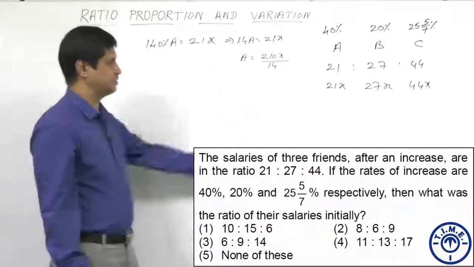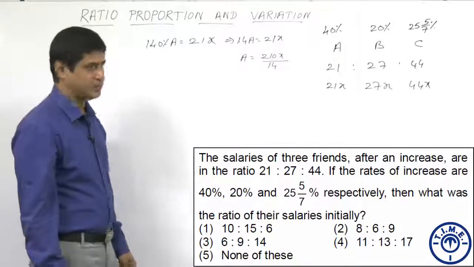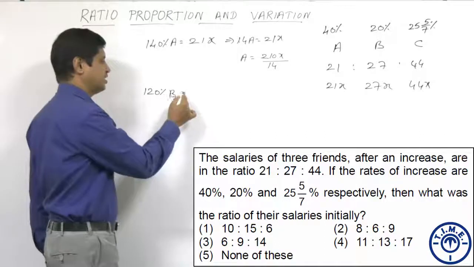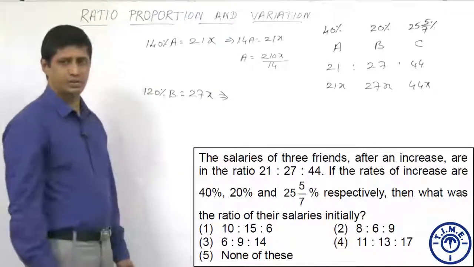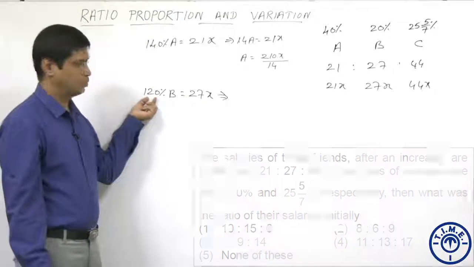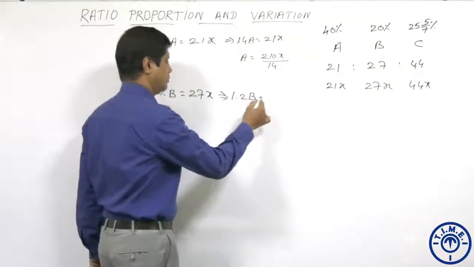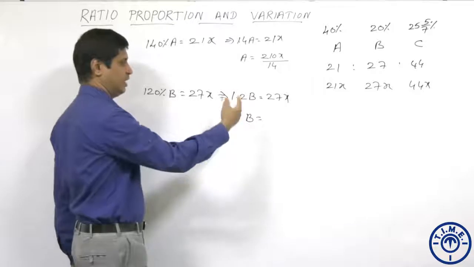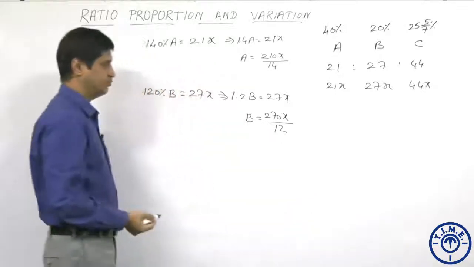Similarly, for the second person, B is the salary. An increase of 20% means 100 plus 20 becomes 120%. So 120% of B is equal to 27x. 120% means 120 by 100, which is 1.2. So 1.2 B is equal to 27x. Now what is the value of B? Remove the decimal and add 0 on the other side, so 270x by 12 is the value of B.